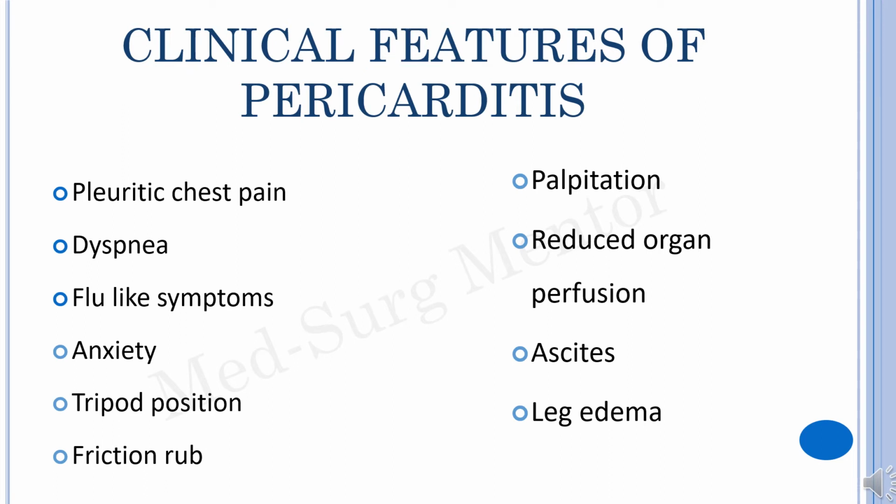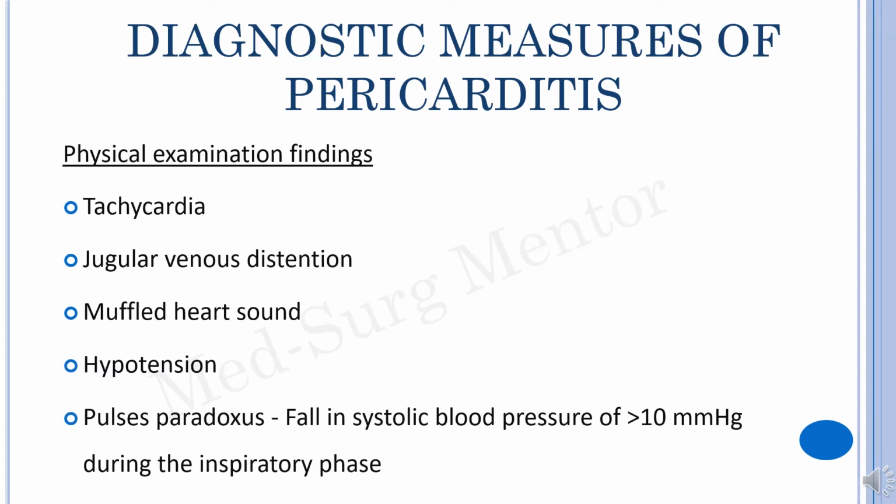Next is clinical features of pericarditis. The prominent clinical feature is pleuritic chest pain. It is often expressed as sharp retrosternal or left precordial pain, which may radiate to the lower portion of scapula on the back. Other clinical features are dyspnea, flu-like symptoms, anxiety, tripod position, friction rub, heart palpitations, reduced organ perfusion, ascites, and leg edema.